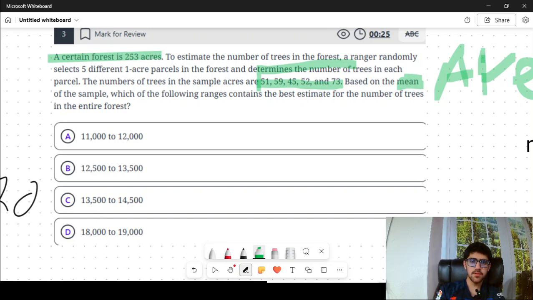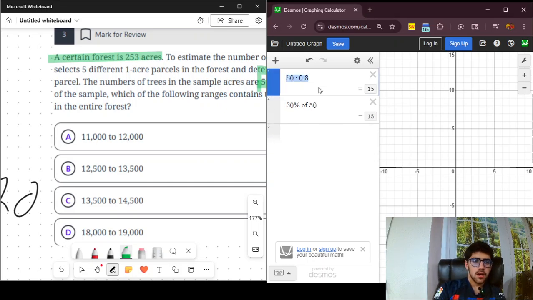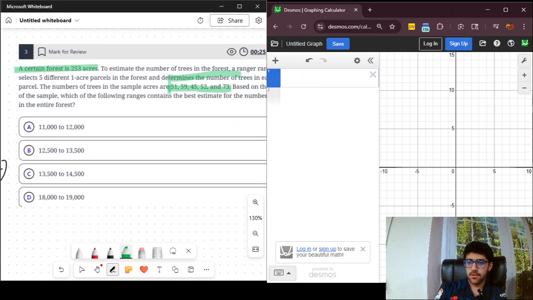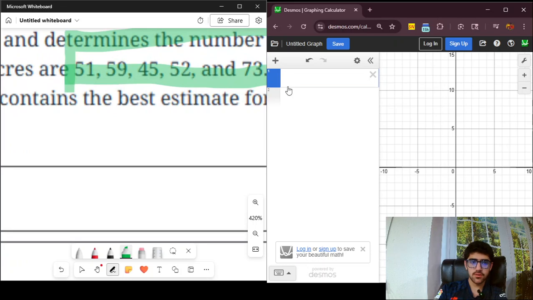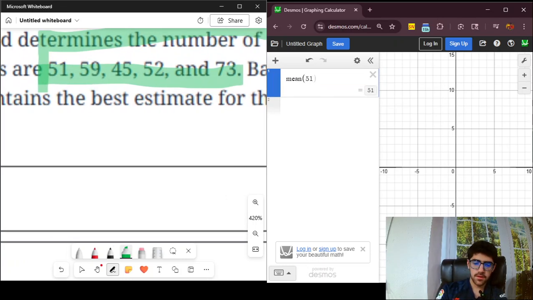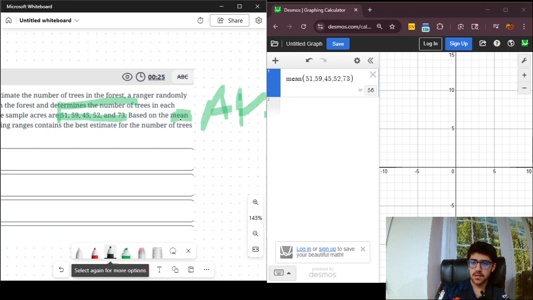So just open Desmos. And okay, so the mean, you could technically add them and divide them all, add all the number of trees and divide them. But a quicker way would just be to use Desmos. Just put mean and list the numbers: 51, 59, 45, 52, and 73. And so you know that the mean is 56.